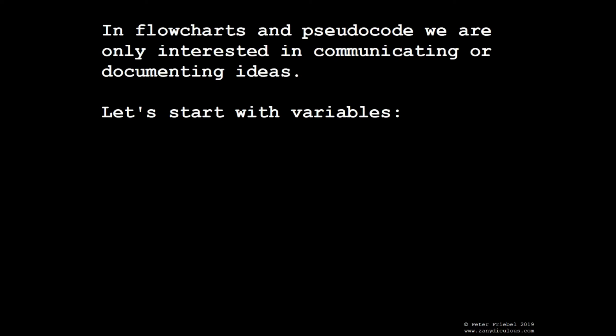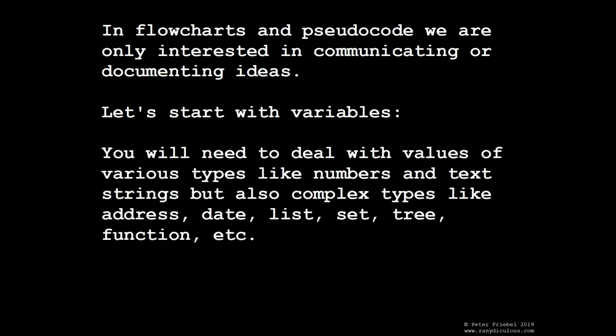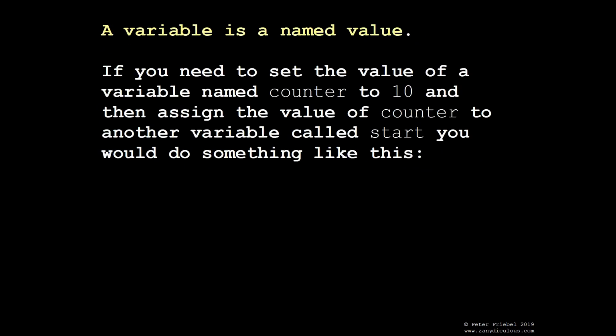Let's start with variables. You will need to deal with values of various types, like numbers and text strings, but also complex types like address, date, list, set, tree, and even function. A variable is a named value. By the way, when I write something in yellow, that means that is a particularly important little piece of information, kind of a definition.